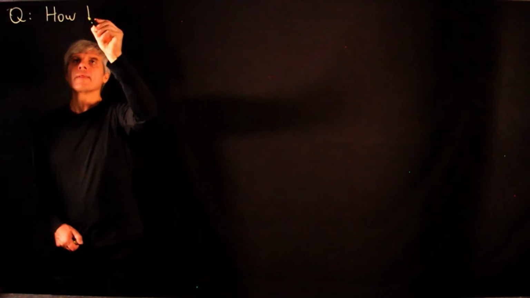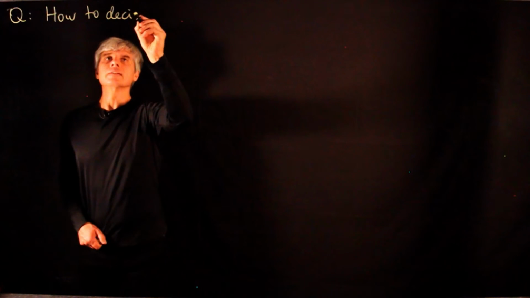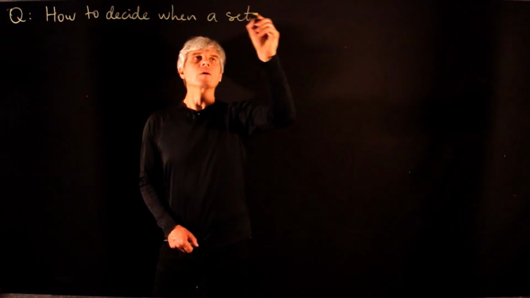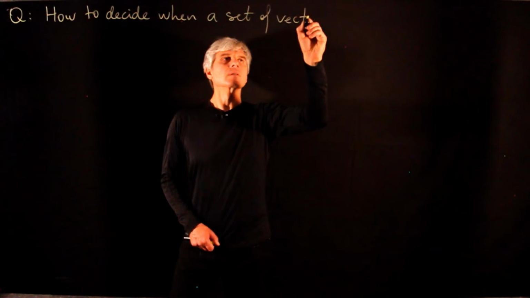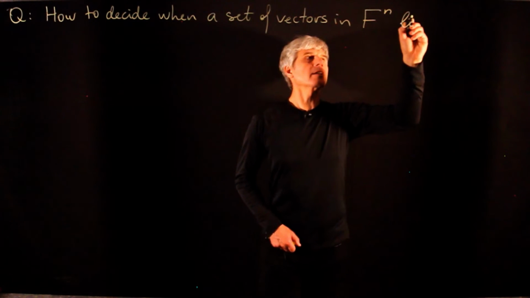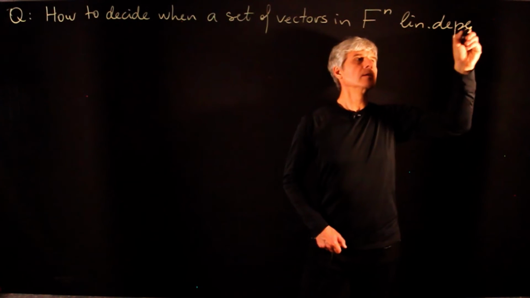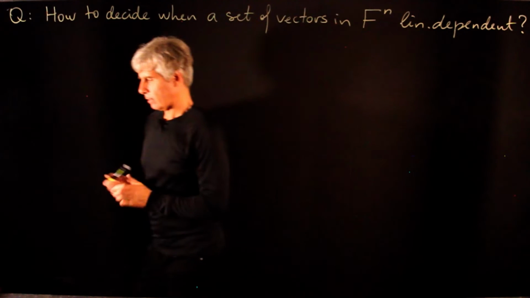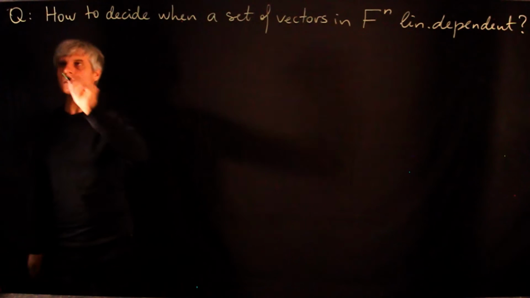Our next theorem will give us a computational tool that will answer the following question. How to decide when a set of vectors in Fn is linearly dependent. And so the answer to this is the following theorem.